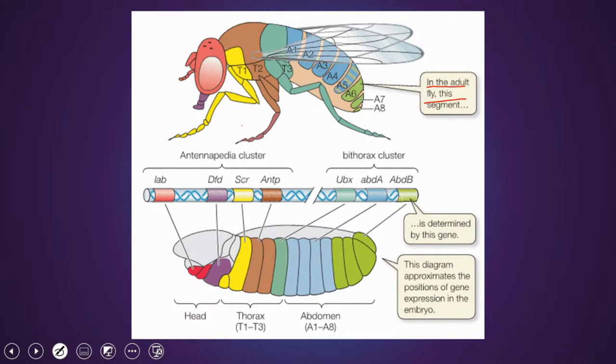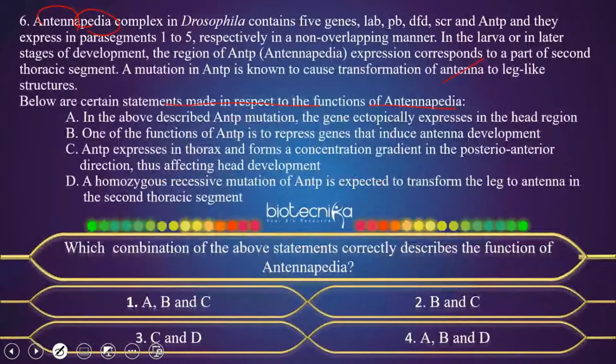In the adult fly, if you ask who will produce this particular segment, it will be produced by the last of the genes. It is determined by this gene. So these are the expression of each of these homeotic genes in a non-overlapping manner. Clearly you can see there is no gradient formation. It's a proper expression. But here, what does the question say?